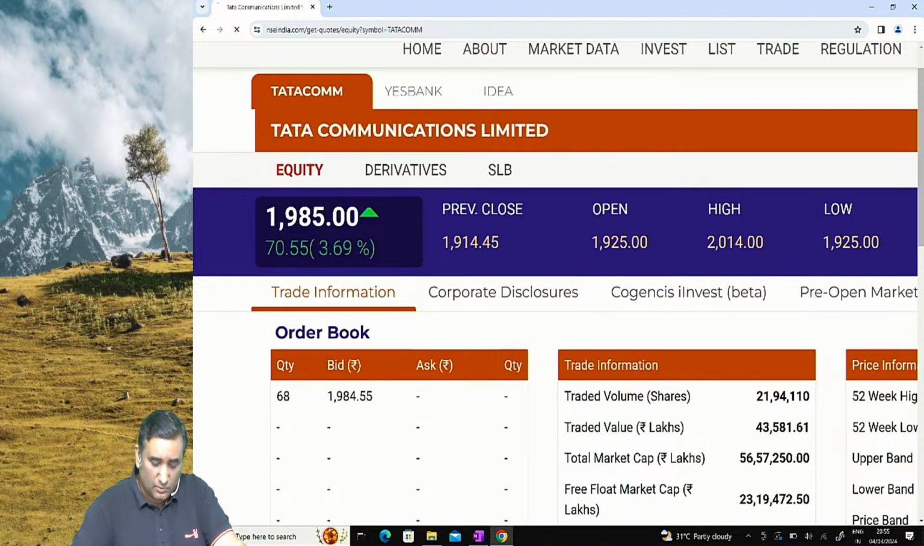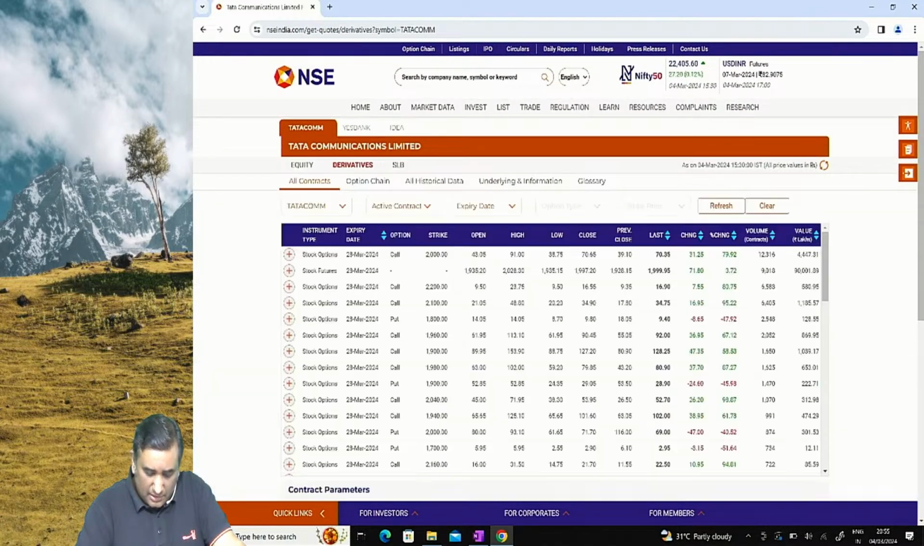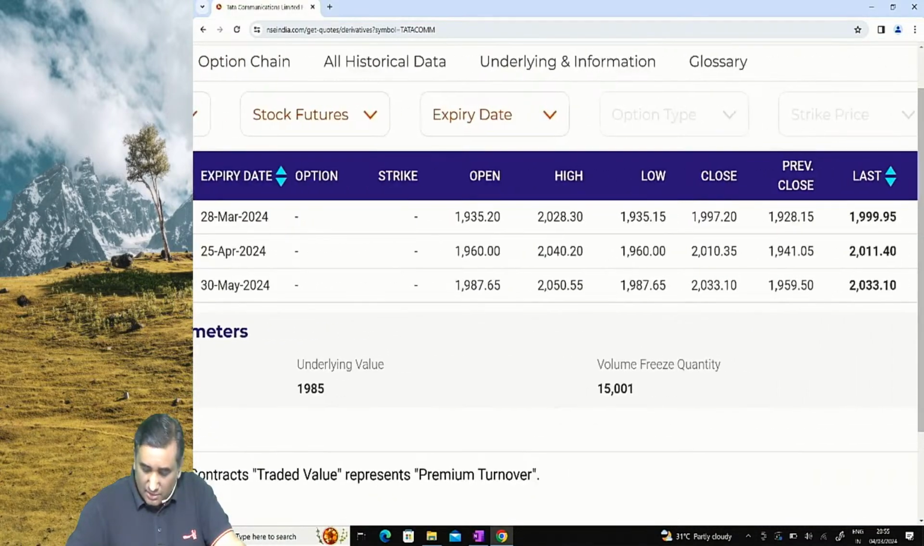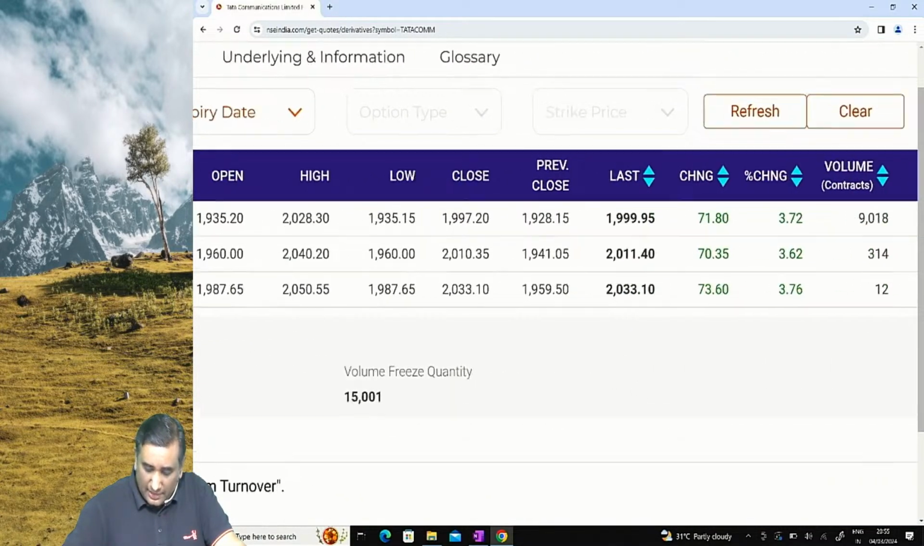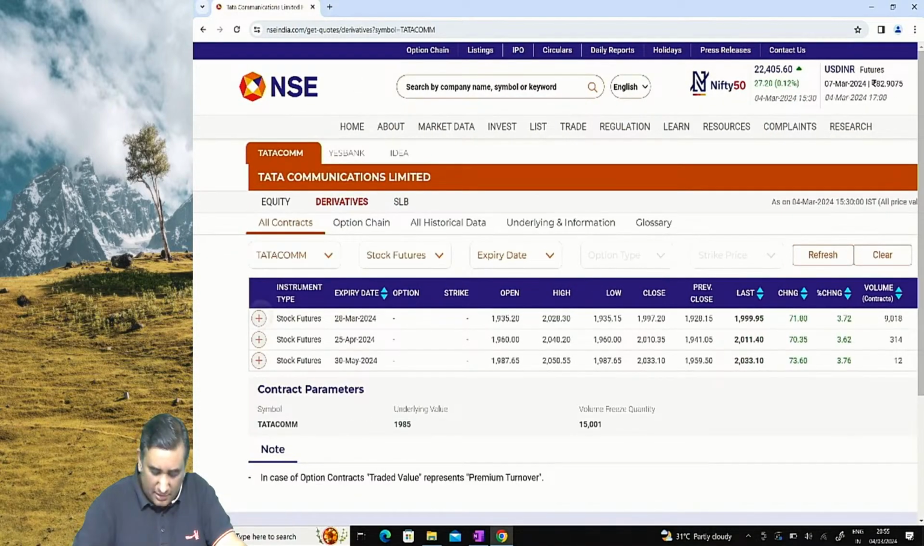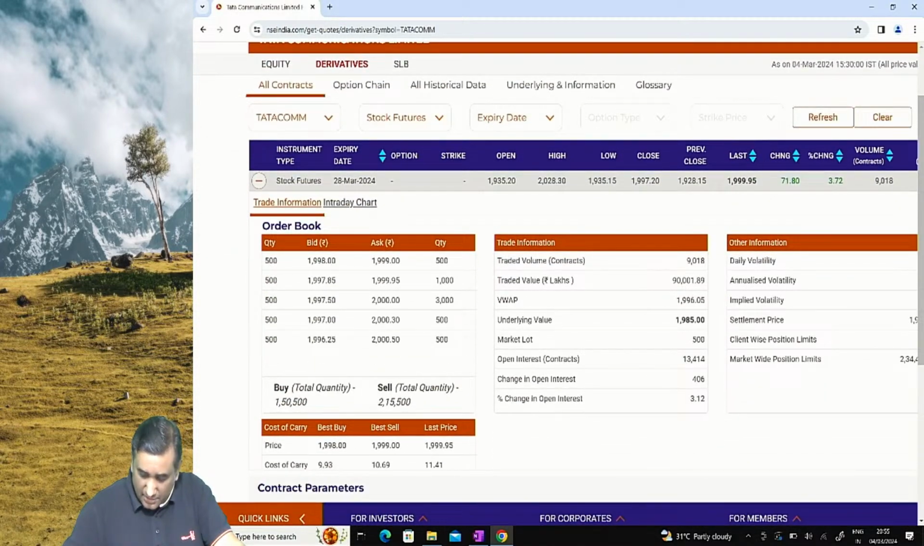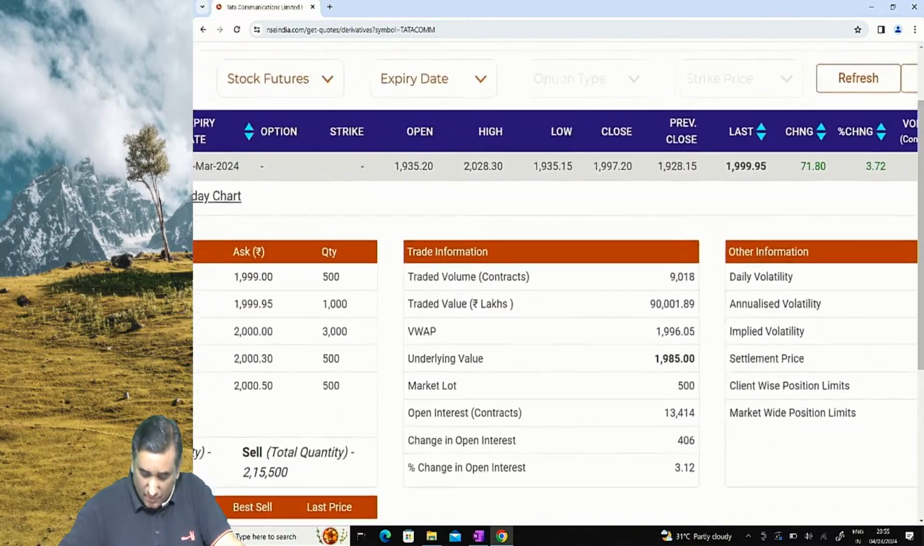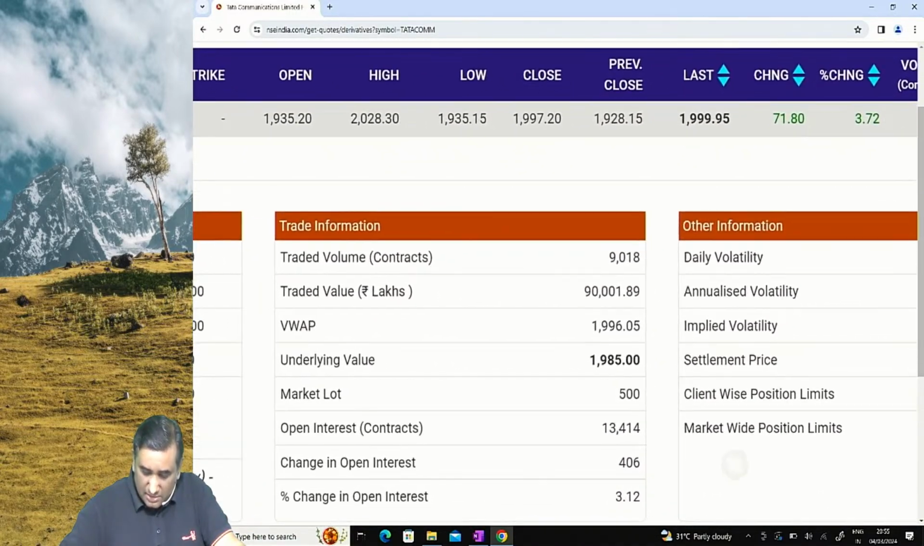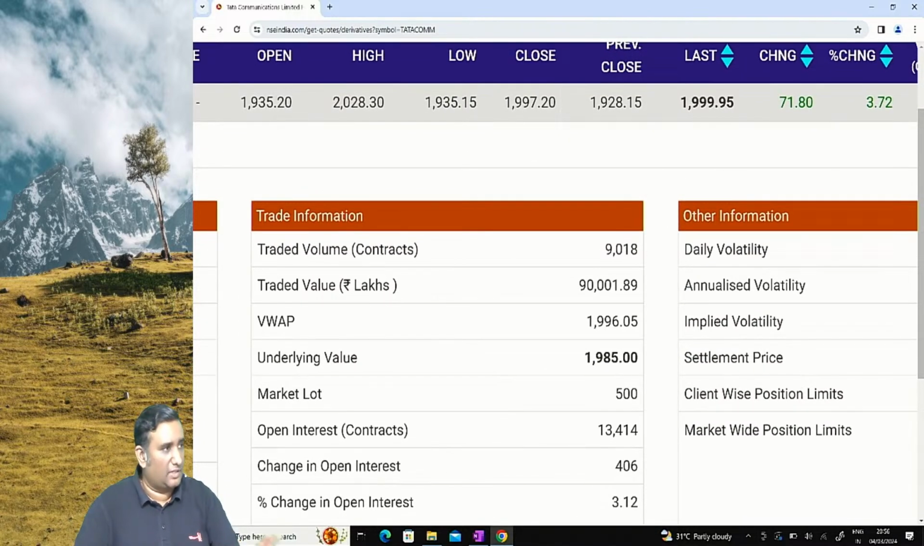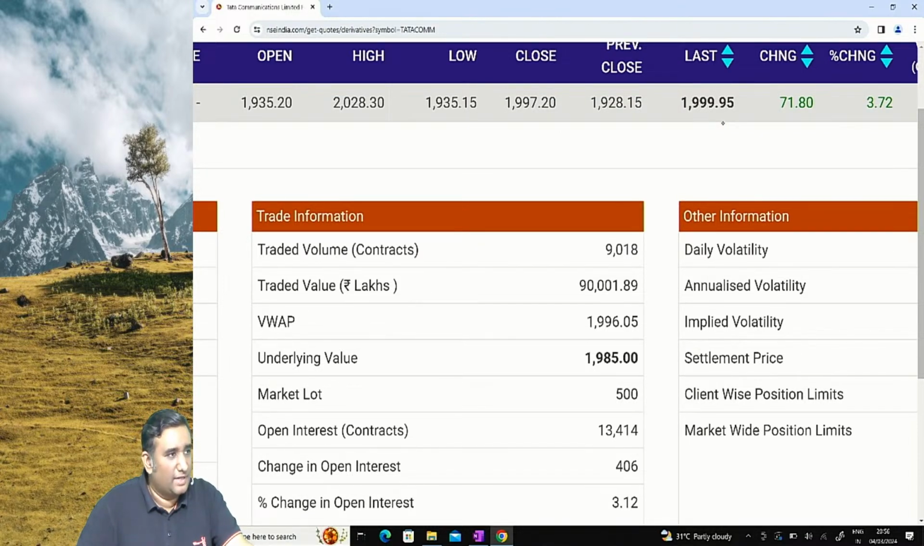I'll go to derivatives now. Derivatives and current. Closing was approximately 1999. Let me click here. Complete. Click here. Complete. Look at this. The closing price is 1995. Don't look at the weighted average price. Underlying value 1985. Can you see here? Underlying value. You know what the meaning of underlying value is? Cash market. Cash market price is 1985. It's 1999.95.